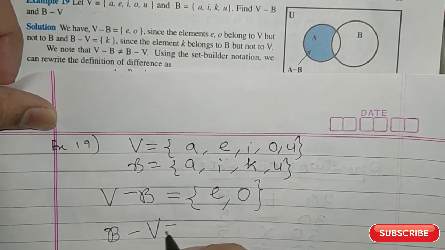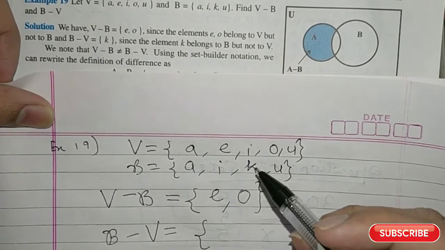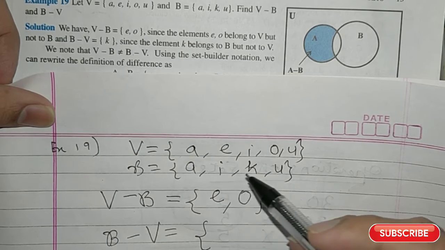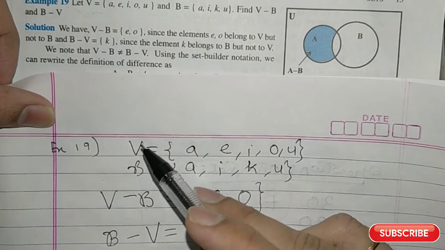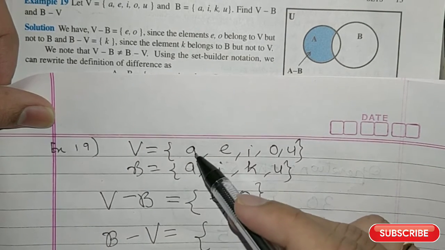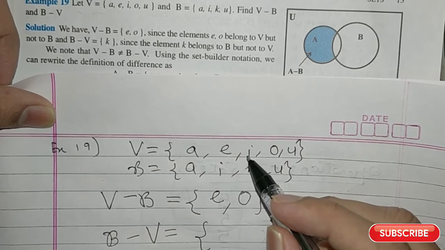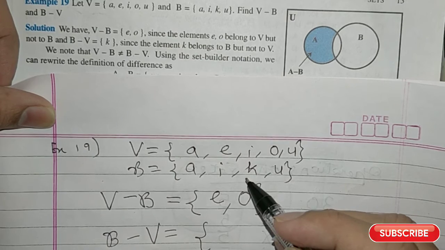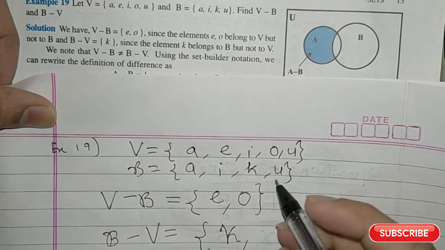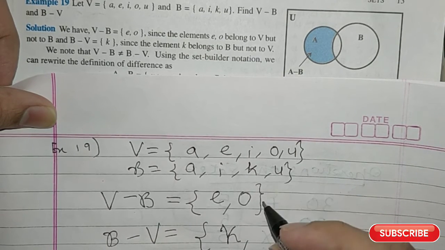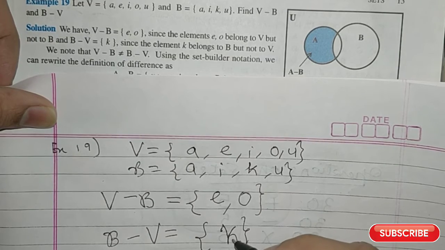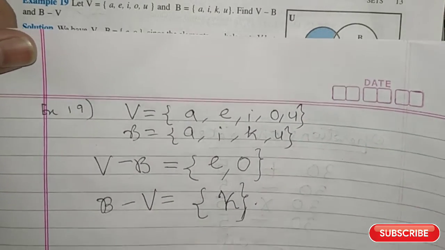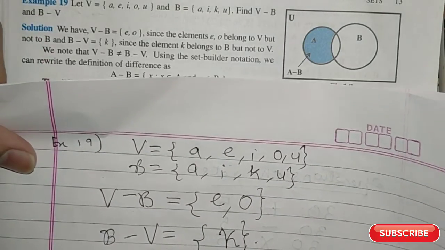Now you look at the set B minus V. So here you have to remove all the elements of V from the set B. So A is there in V, so you have to remove it. I is there in V, so you have to remove it. K is not there in V, so you have to keep it. U is there in V, so you have to remove it. So the set will be the singleton K here. So that was example number 19.